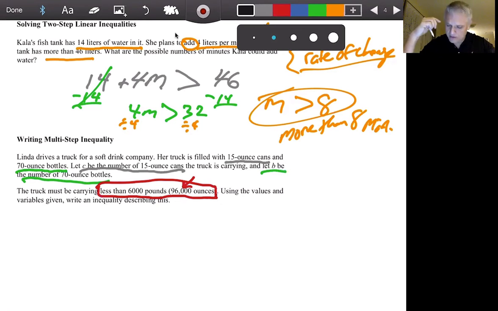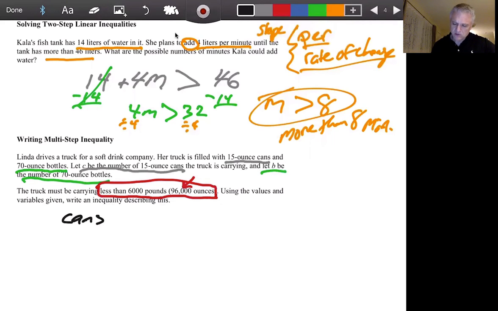Okay, so whatever the reason is that they want to regulate how many ounces that they carry in their trucks, we now can say that, okay, what do we carry? We carry cans. So the total ounces in the cans plus the total ounces in the bottles, okay? So the total ounces, and the abbreviation for ounces is OZ. See, the ounces of cans plus the total ounces, that's another OZ, of bottles, has to be less than 96,000 ounces.